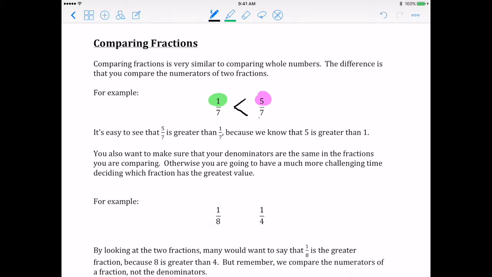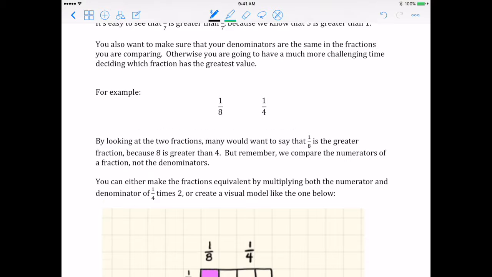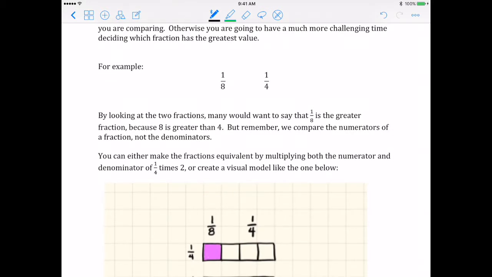Now you also want to make sure that your denominators are the same in the fractions you are comparing. Otherwise, you are going to have a much more challenging time deciding which fraction has the greatest value. So for example, we have 1/8 and 1/4. Now by looking at the two fractions, many would want to say that 1/8 is the greater fraction because 8 is greater than 4. But remember, when we compare the numerators of a fraction, not the denominators.